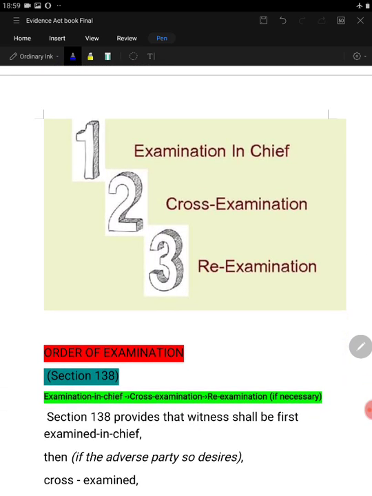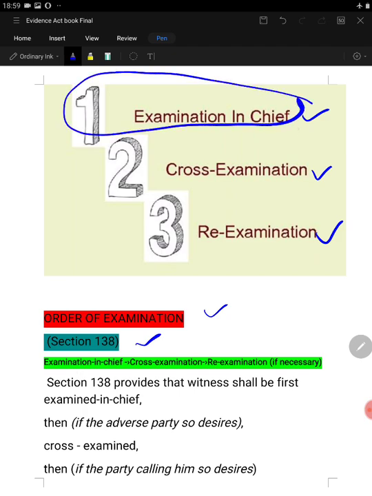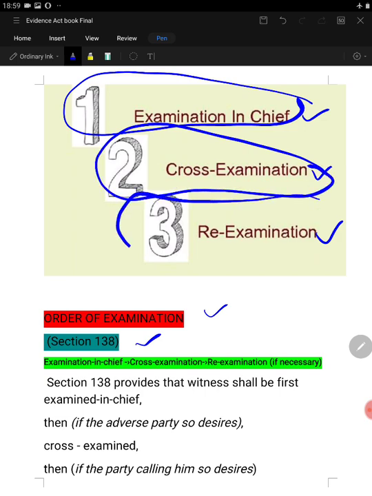Next is section 138, which provides the order or the sequence in which this examination in chief, cross examination, and re examination is to be done. So, as you can see here, first of all, there will be examination in chief, that will be followed by cross examination, that may be followed by re examination if necessary. So, this will be the chain as such.